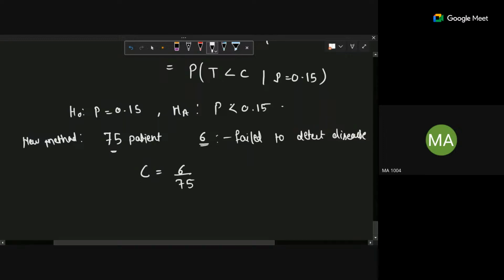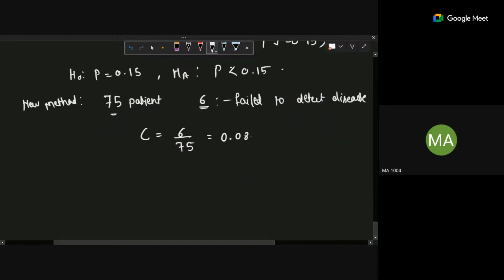Because they took the sample and out of that sample, 6 were, may I say, a failure of the method? 6 times the machine failed or the method failed, right? So 6 by 75 is my critical value when my sample size was 75. Once we calculate it, this is nothing but 0.08. So this is my C value.